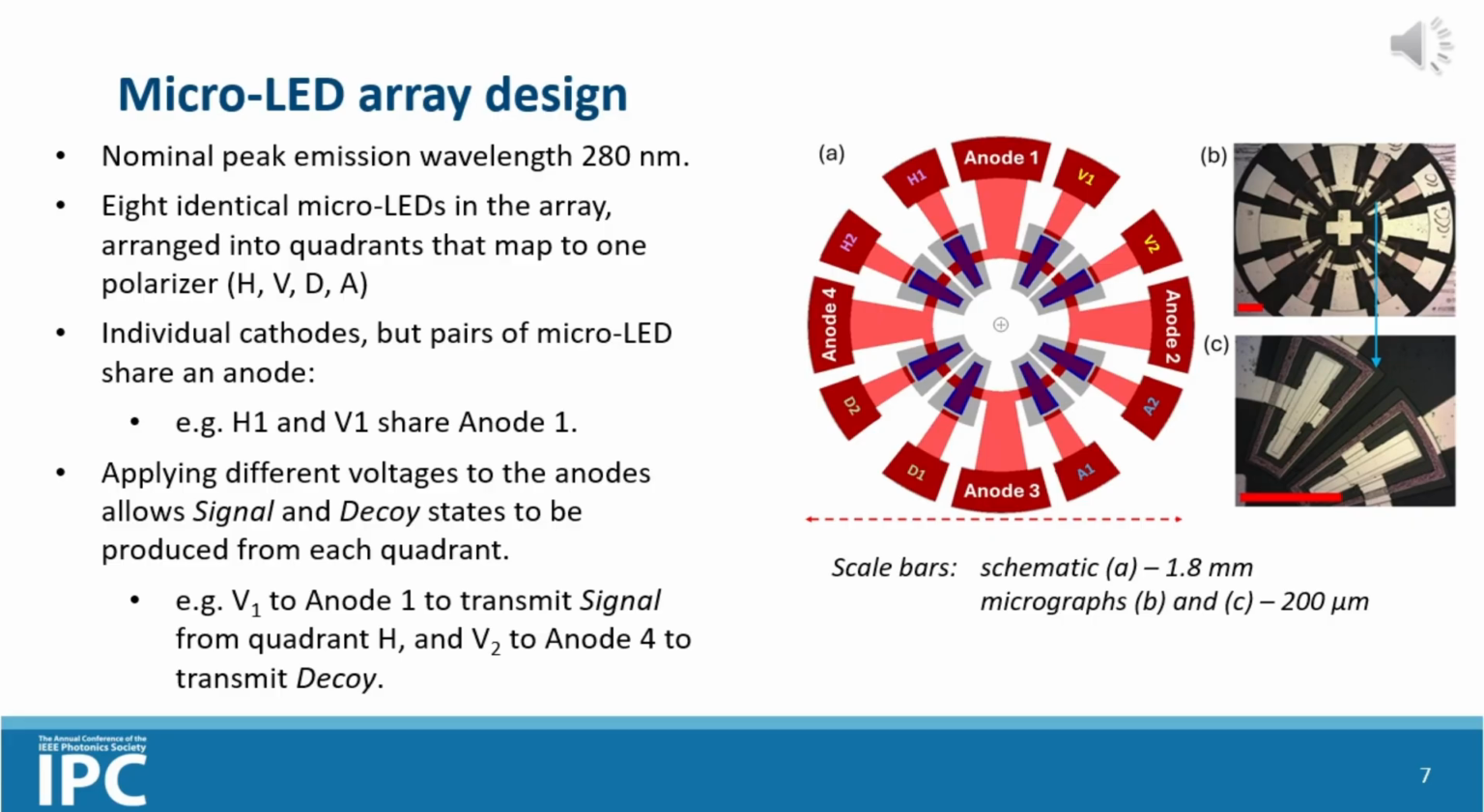Various micro-LEDs share a common anode, so for example H1 and V1 share a common anode, but every single LED has its own individual cathode. So by applying different voltages to the different anodes and by switching the different cathodes on and off, we can select which quadrant is active, so which polarization state is active, and we can also switch between the different signal and decoy states as required.